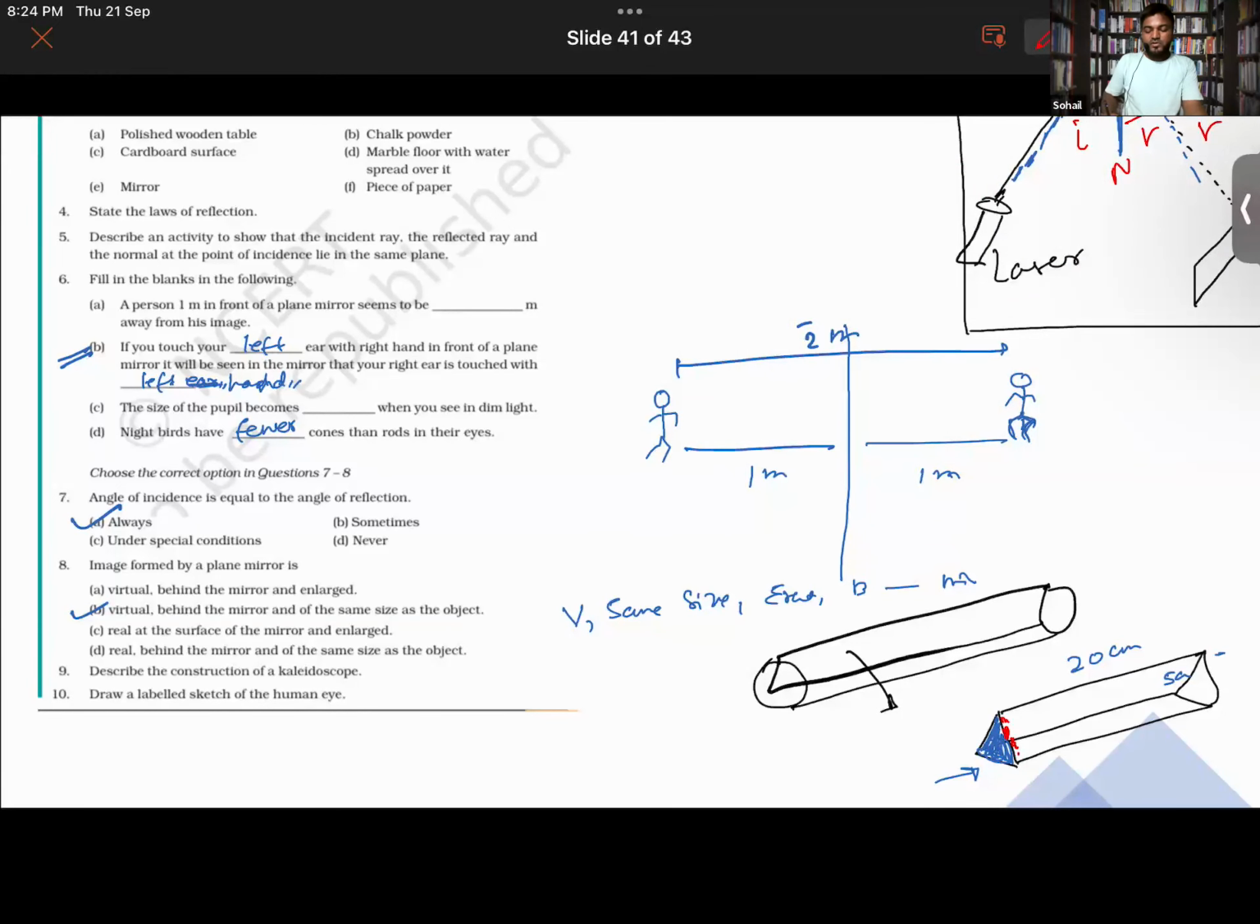Or else what you can do, instead of using the mirror, you can use any other simple cardboard sheet also. Cardboard sheet can also be used. Yes, sir. Because the reflection is going to take place from the inner surfaces of the 3 mirrors and not from this bottom mirror.